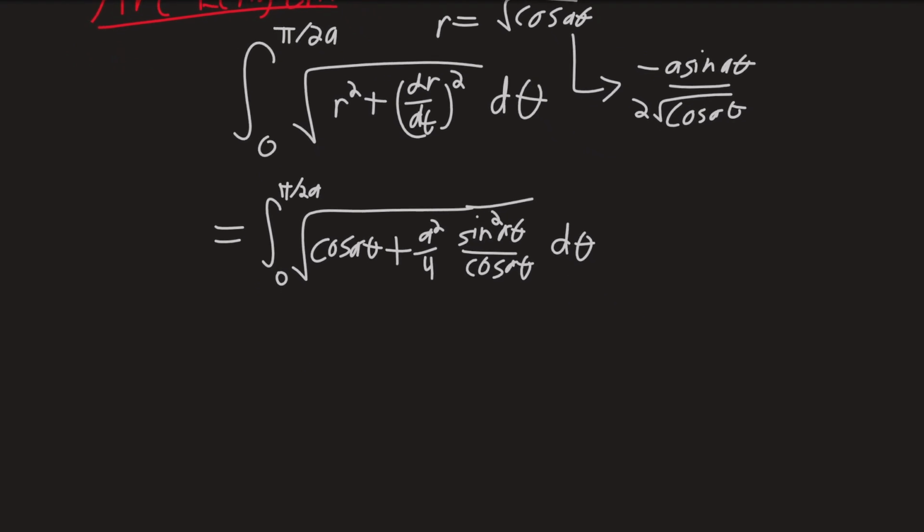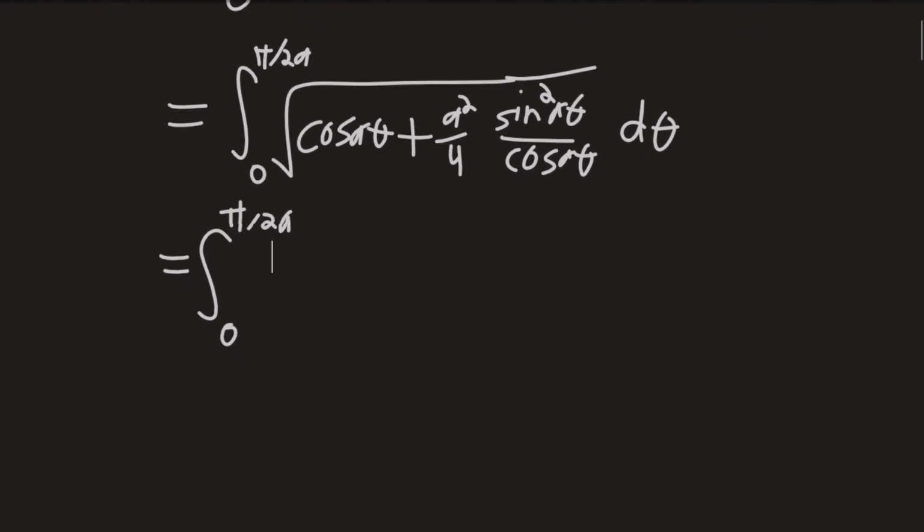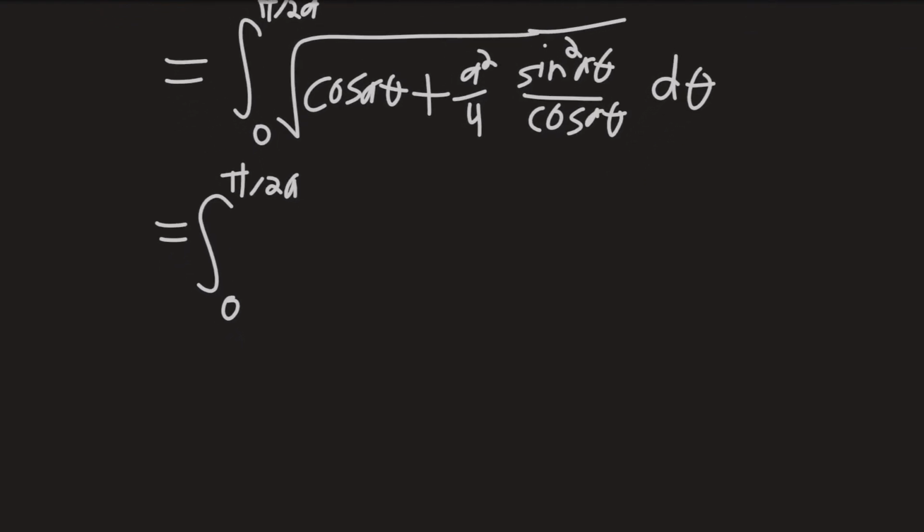So we're just going to say this right here is equal to the integral from 0 to pi over 2a, same bounds of course. I'm going to zoom in a little bit here. And what we're going to have is just the square root of cosine of, I'll just multiply the top and bottom by the square root of cosine of a theta, you'll see why in a second.